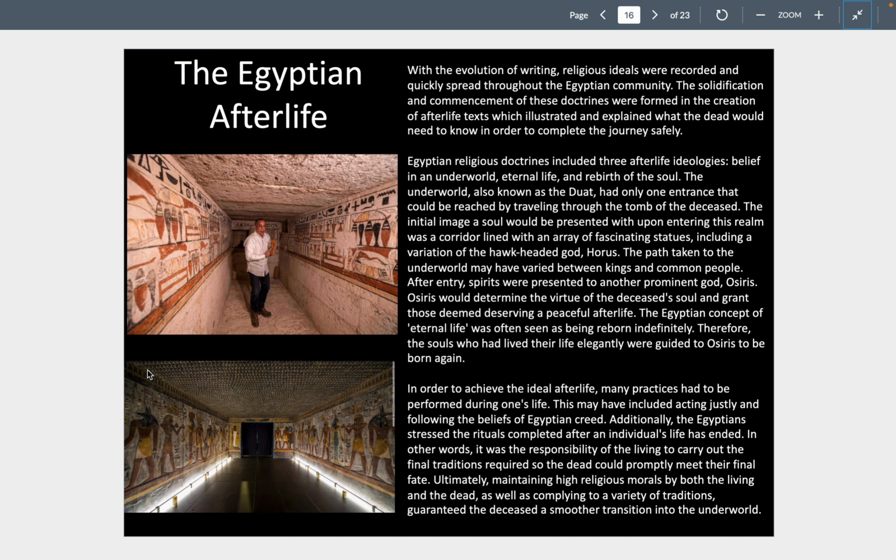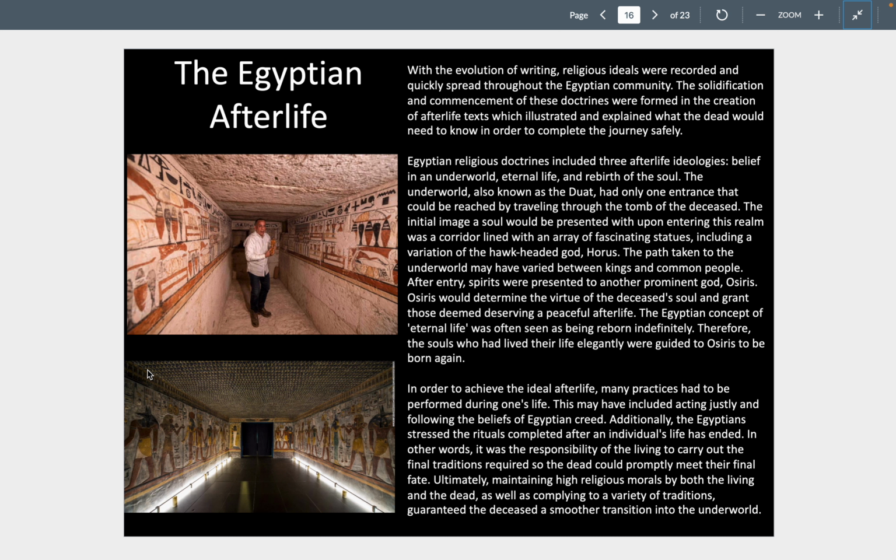So they believed in the underworld and eternal life and the rebirth of the soul. The underworld, known as the Duat, had only one entrance that could be reached by traveling through the tomb of the deceased. The initial image, a soul, would be presented upon entering the realm.